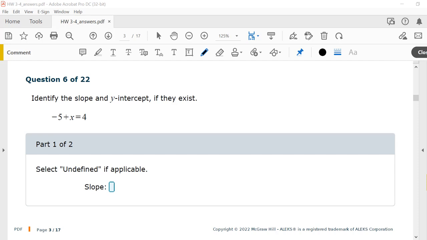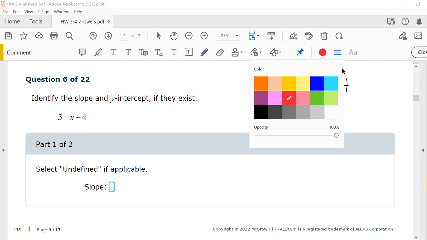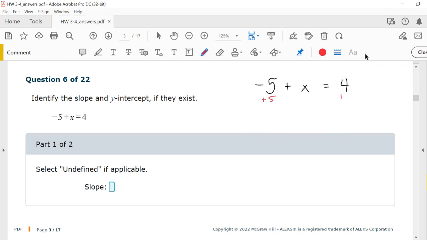Okay, number 6. We're given negative 5 plus x equals 4. If I get the x by itself, so I need to add 5 to both sides, I get x equals 9. Whenever you have x equals a number, to graph that, no matter what y is, x is always 9. So I have (9, 0), (9, 1), (9, 2), (9, -4). That's the equation of a vertical line.